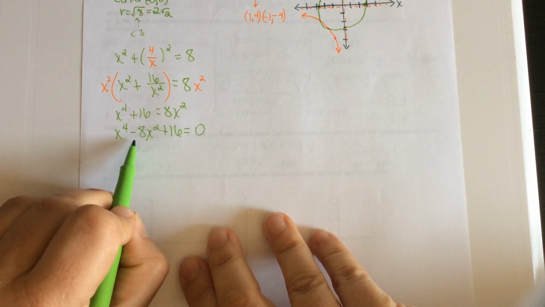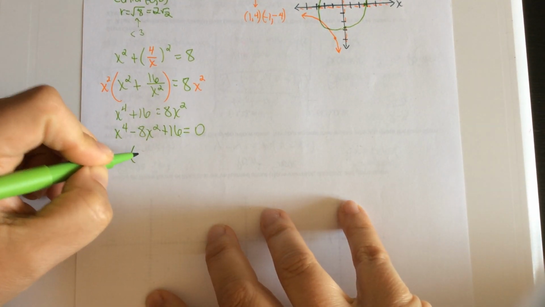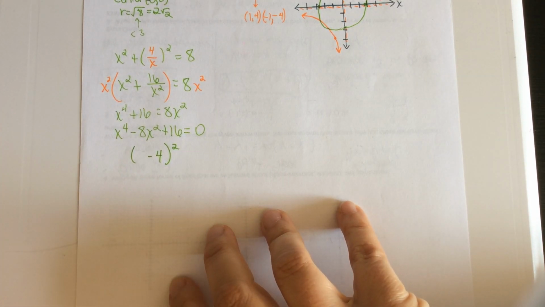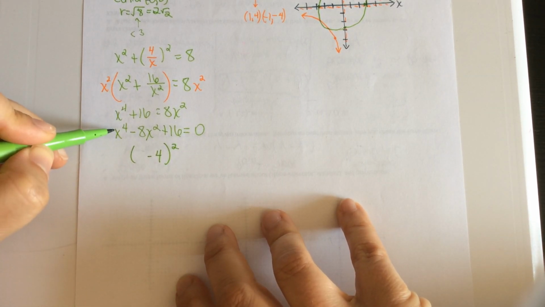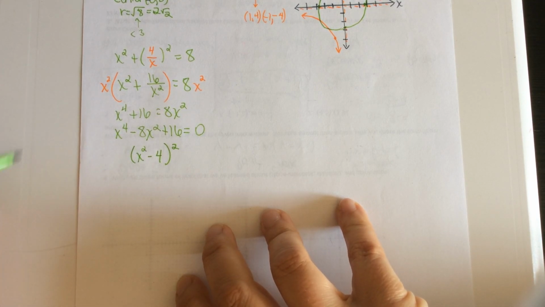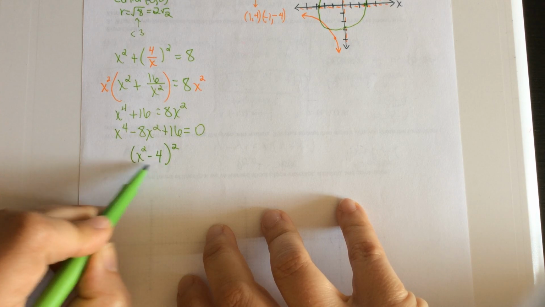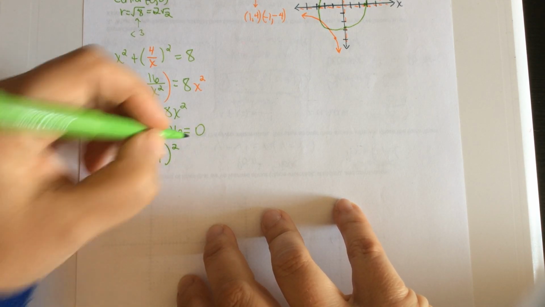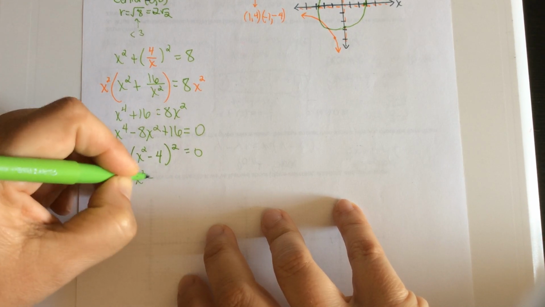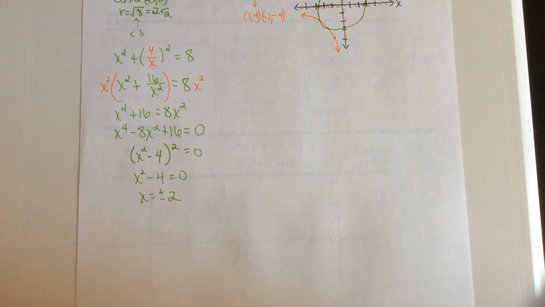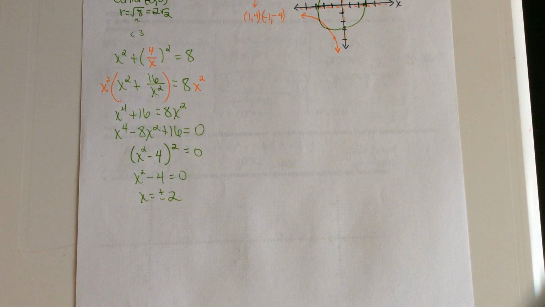It multiplies to positive 16, adds to -8, so that's -4 and -4. But then I need my first times first to equal x to the 4th. So it's going to be x squared. That way my outer and my inner are both x squared terms. And then my first times first is x to the 4th. So then x squared minus 4 equals 0, and we can get plus or minus 2 out of that.